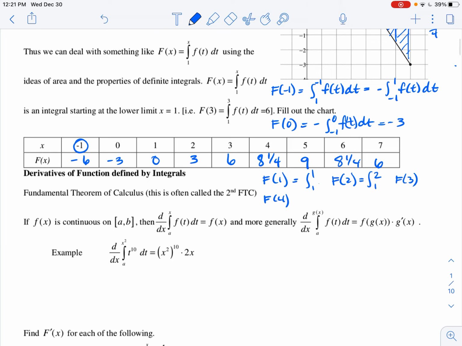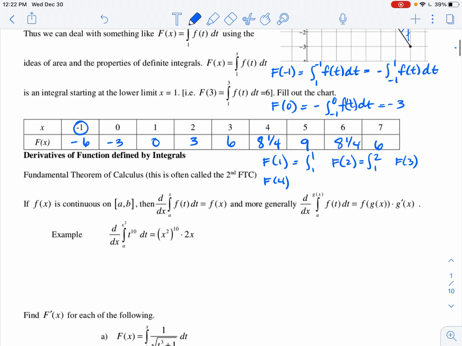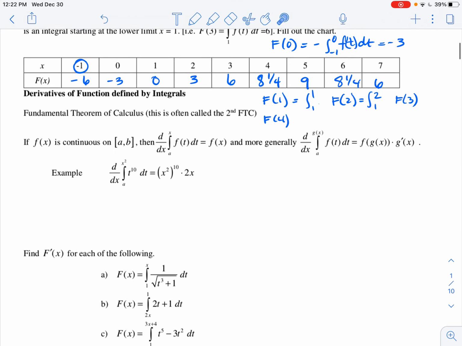The fundamental theorem of calculus, also often called the second FTC, states that if f of x is continuous on a to b, then the derivative of the integral is equal to f of x. And more generally, what we saw in our last set of notes is the derivative of the integral is the function evaluated at the upper limit times the derivative of the upper limit. This is really where it's at. And then I'll give you an example.